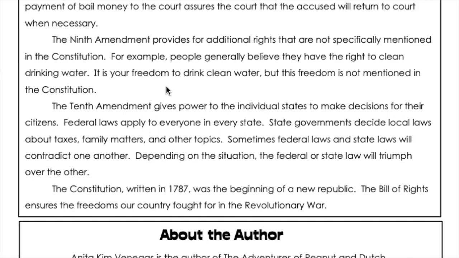The Tenth Amendment gives power to the individual states to make decisions for their citizens. Federal laws apply to everyone in every state. State governments decide local laws about taxes, family matters, and other topics. Sometimes federal laws and state laws will contradict one another. Depending on the situation, the federal or state law will triumph over the other.